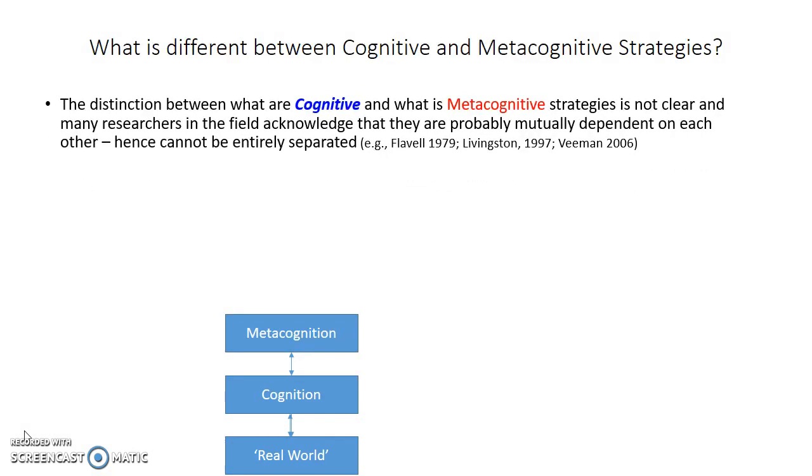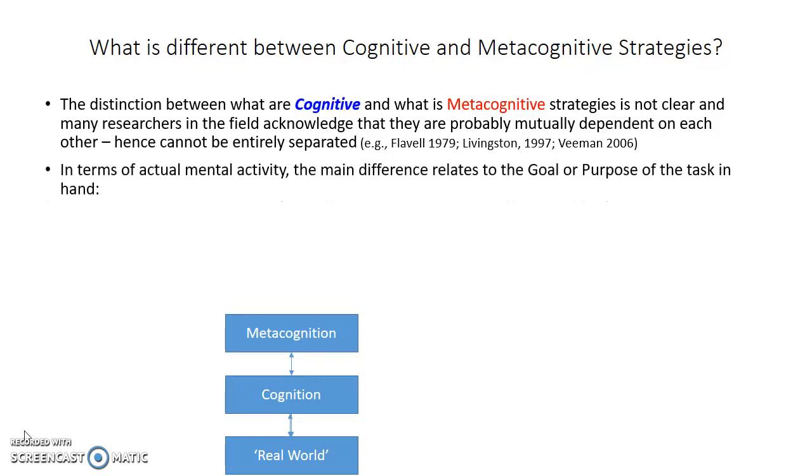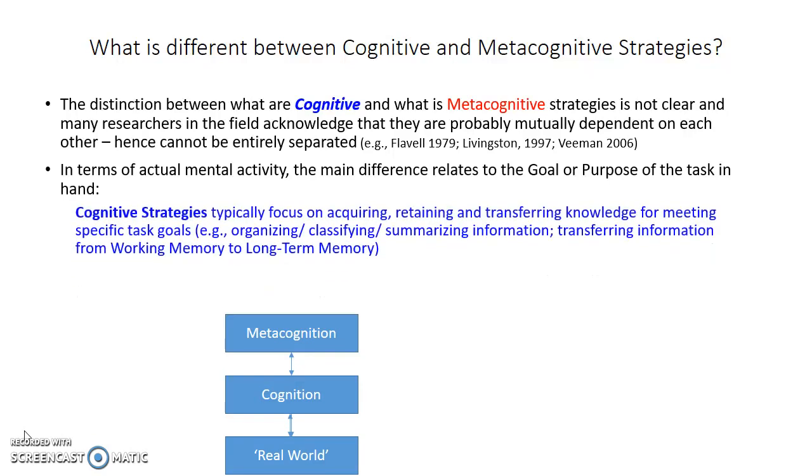Even in the field itself, there is no absolute clear distinction between what's a cognitive strategy and a metacognitive strategy, because the mind is a dynamic entity and these things can be going on together. We can be using cognitive strategies, being metacognitive, generating other strategies and using those strategies. However, there's an important clear difference that we can get students to be aware of, and that is that when we're using a cognitive strategy, it's about acquiring, retaining, transferring knowledge for some purpose.